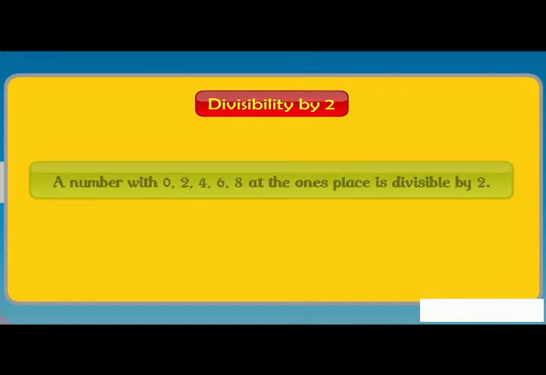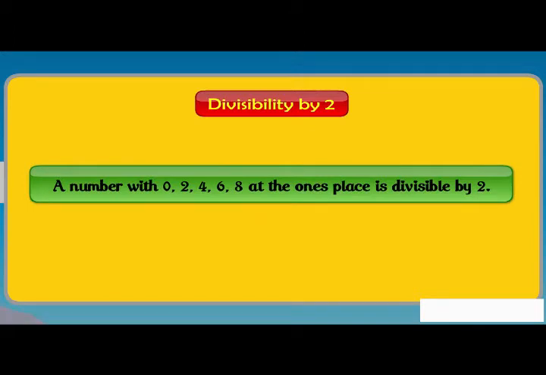Divisibility by 2. We already know the shortcut of divisibility by 2. That is, a number with 0, 2, 4, 6, 8 at the ones place is divisible by 2.